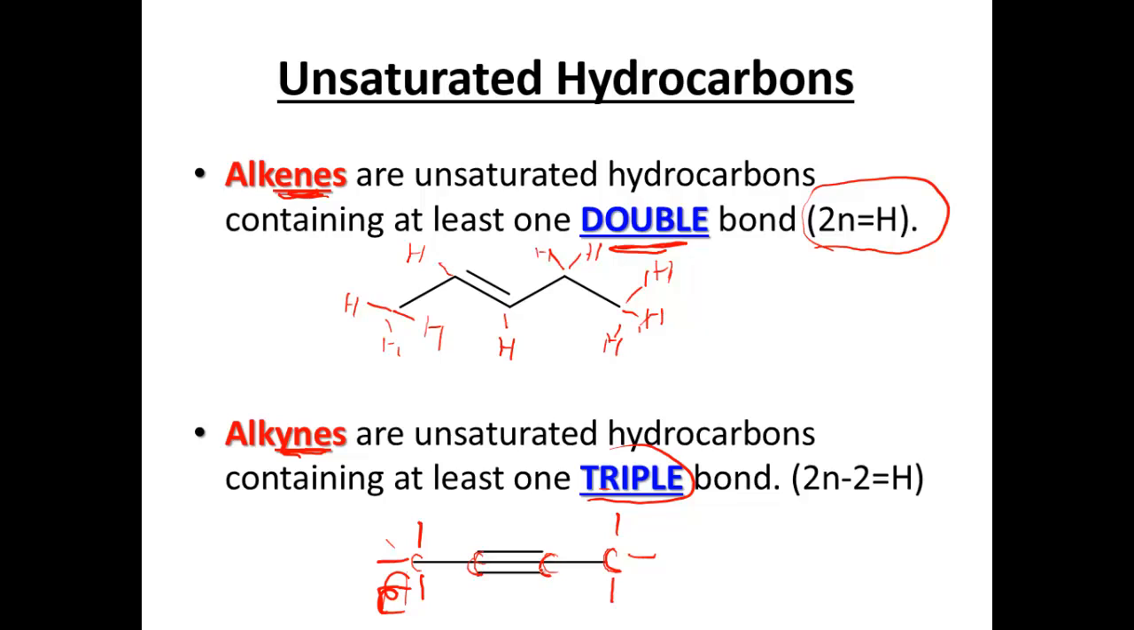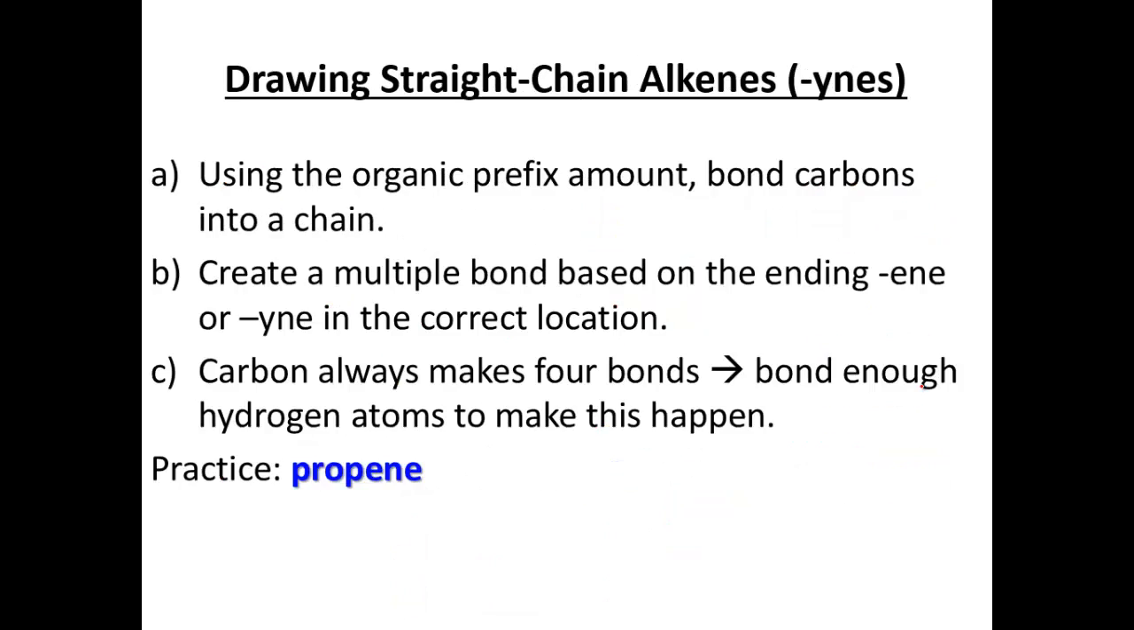But these two in the middle already have their 4 bonds, so it's actually going to be 2n minus 2. Remember, our alkanes were the 2n plus 2, where they had all single bonds. So that's going to be our key part as we're going forward there.